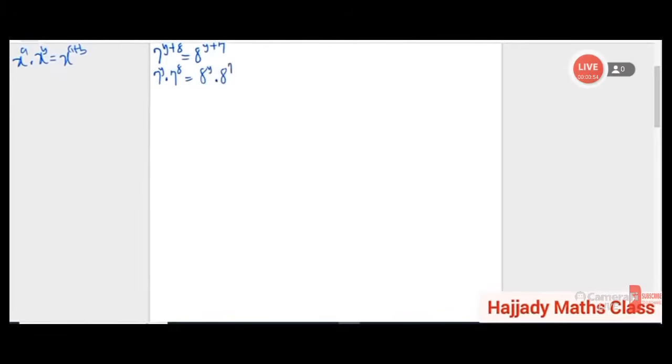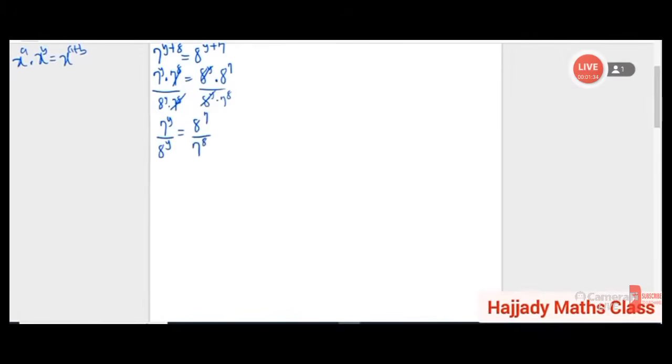Okay, so with this we can divide both sides by 8 raised to power y times 7 raised to power 8. So with this, 7 raised to power 8 is going to cancel out 7 raised to power 8, and 8 raised to power y is going to cancel out 8 raised to power y. So I'm going to be left with 7 raised to power y divided by 8 raised to power y equal 8 raised to power 7 divided by 7 raised to power 8.